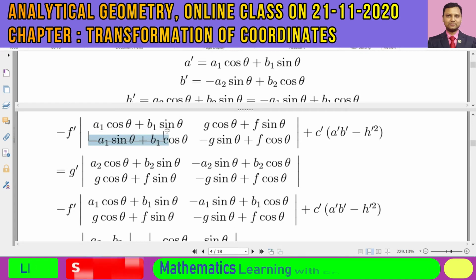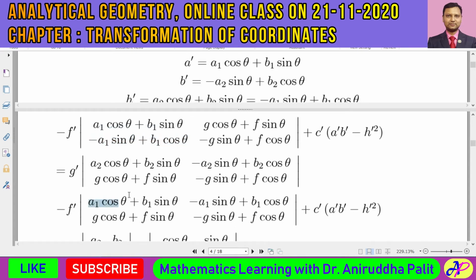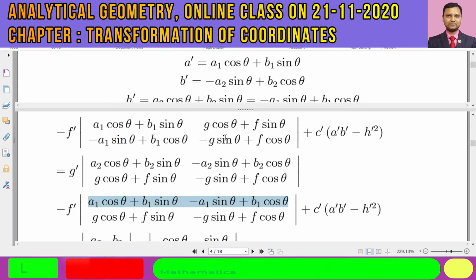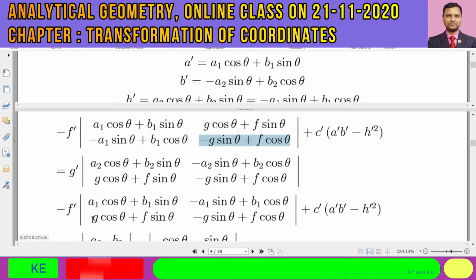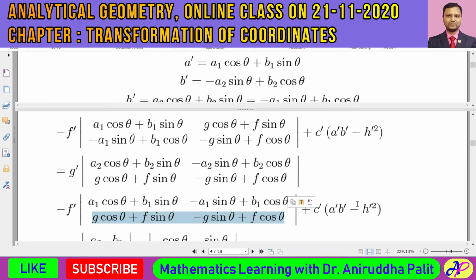Okay. And similarly, we are considering the transpose of this second determinant as well. This first column now becomes the first row over here, and this second column now becomes the second row. Got it? Fine.